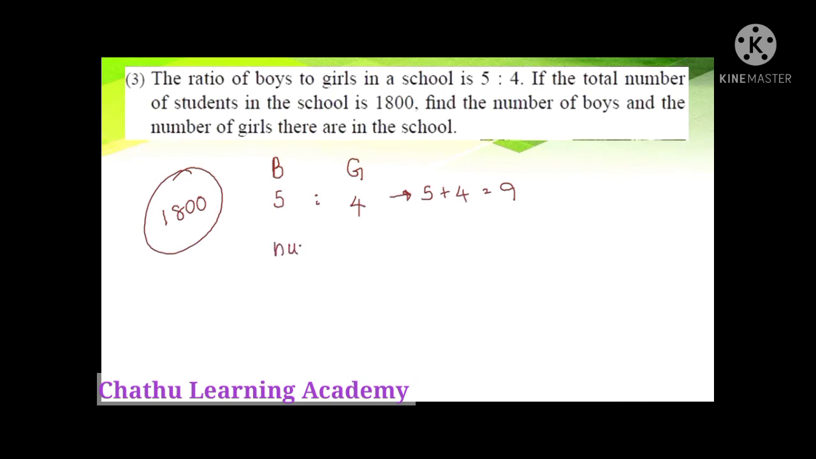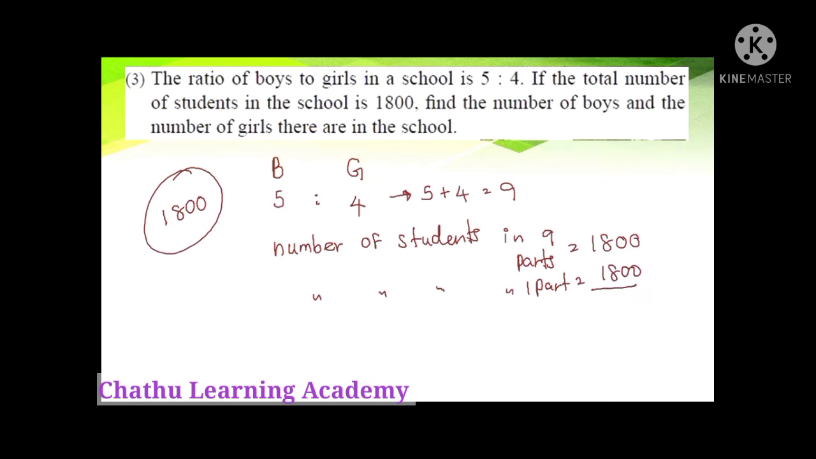අපි මේ විදිහට වගන්තිය හදා ගන්නවා number of students in 9 parts, 1800. එහෙමනම් number of students in one part මේක මොකද කරන්න ඕනේ? 1800 divide by 9, 200. එක කොටසකට අදාළව ඉන්නවා 200ක්.